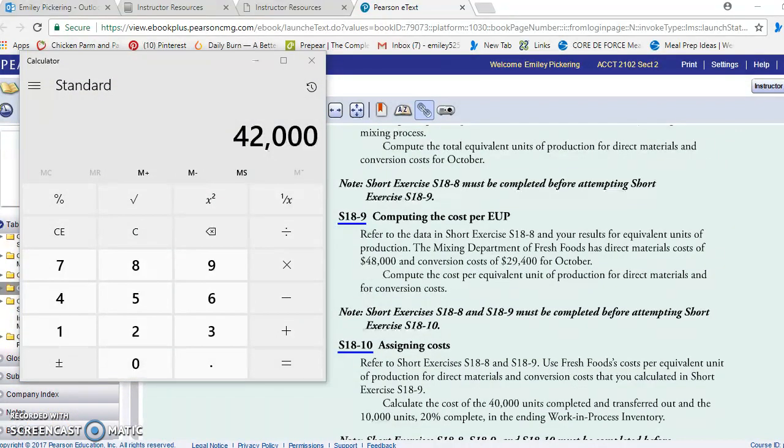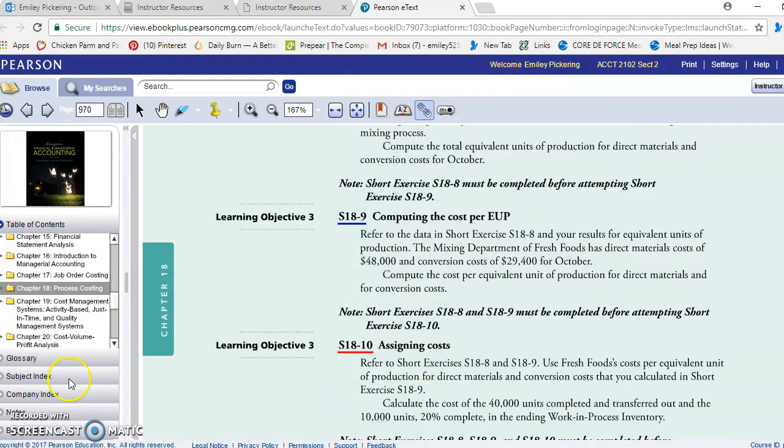Okay, so if we're going to try and figure out the cost per unit, that is pretty easy. Let's take the direct materials. We've already considered 50,000 equivalent units for our direct materials, and the direct material cost is 48,000. So we're going to say 48,000 divided by 50,000. Okay, so 96 cents per equivalent unit. For the conversion costs, we have established 42,000 equivalent units, and our cost is 29,400 divided by 42,000. Okay, so 70 cents per equivalent unit there. So that one's not too bad.